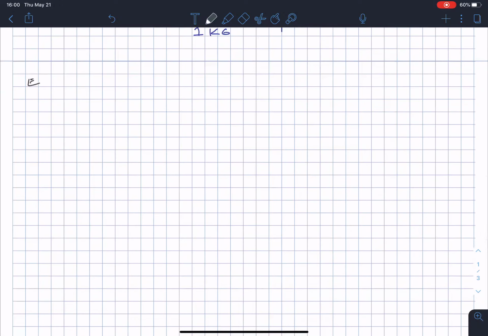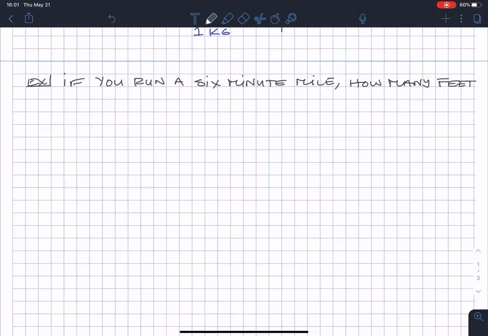So for example, if you run a 6-minute mile, how many feet do you run in, let's do 18 minutes?